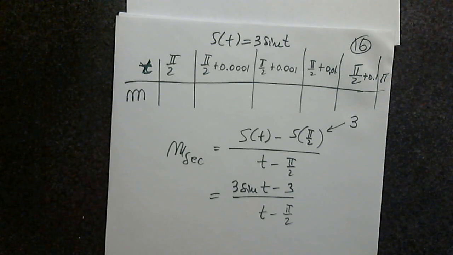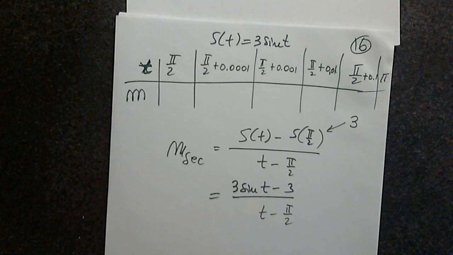So again, this problem should only take you 4 minutes, maybe. 1 minute to plug it in, and the rest to calculate. So 3 sine x, close the parenthesis, minus 3, close the parenthesis, and divide by, in parentheses, x minus pi over 2. And now what I have to do is just go back and plug in numbers.